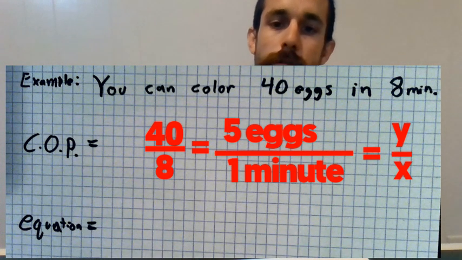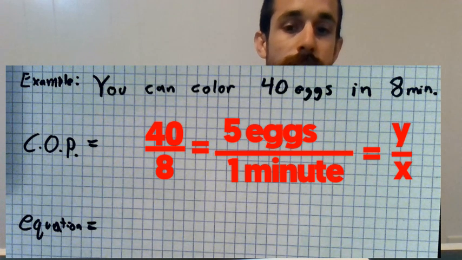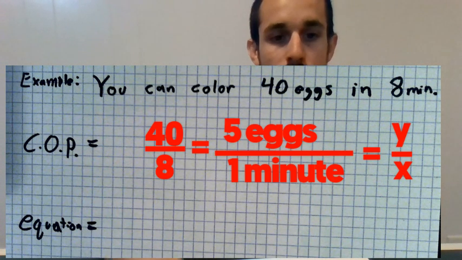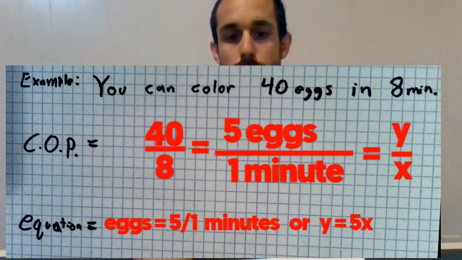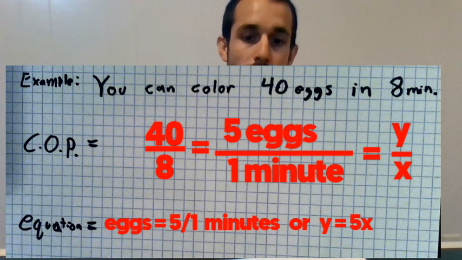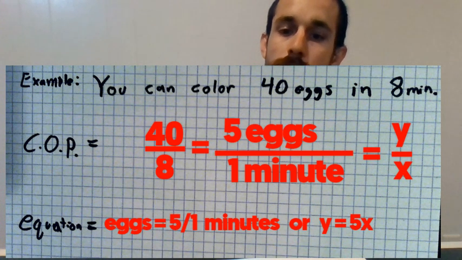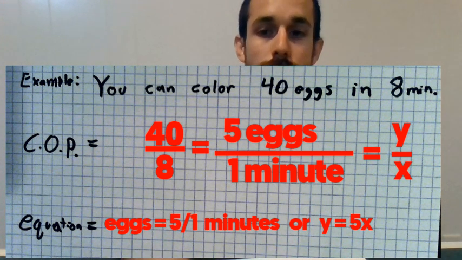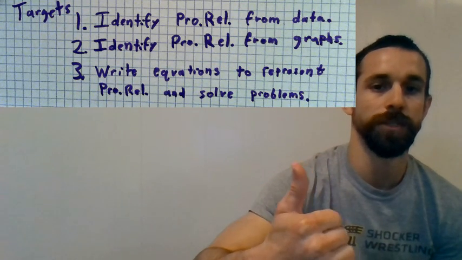So we have to remember that our constant of proportionality is y over x. So in this case, our eggs is our y and our minutes is the x. Now we can move on to writing our equation. So our equation is eggs is equal to 5 over 1 times the number of minutes, or you can just say y equals 5x.